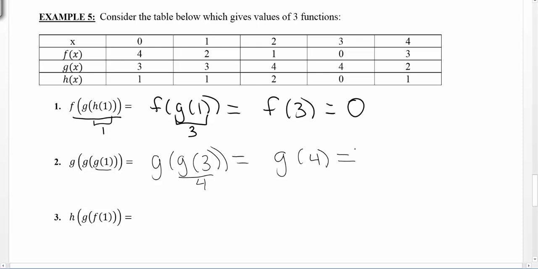So g of 3 equals 4, which means we're now looking for g of 4. G of 4, we're going to go to the x value of 4, go down to the g row, and we see an output of 2. So g of 1 gives me a final value of 2.